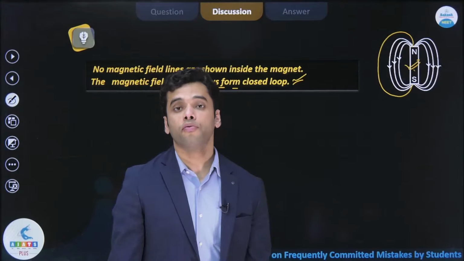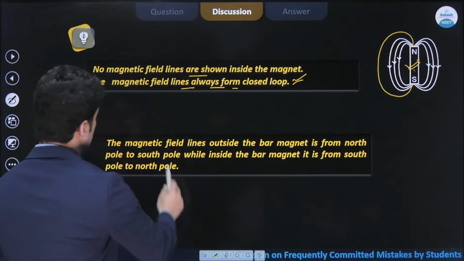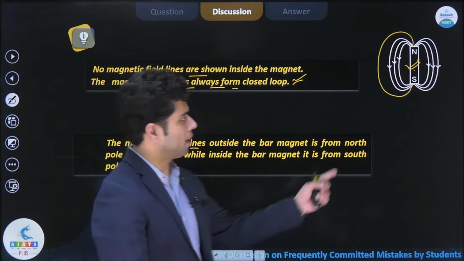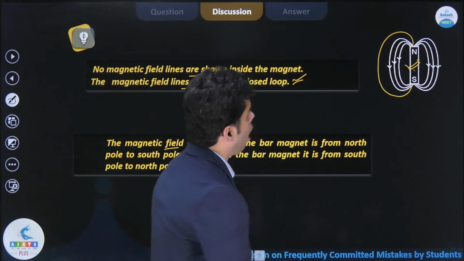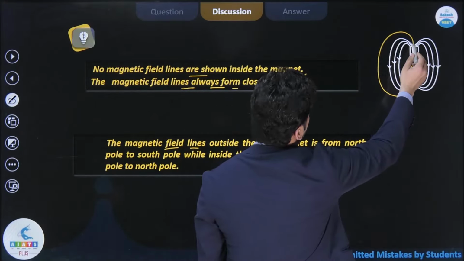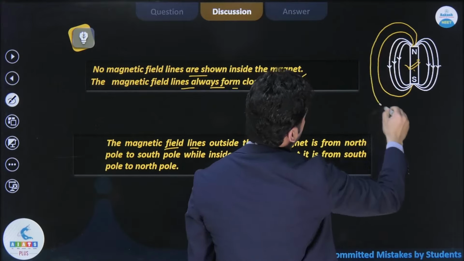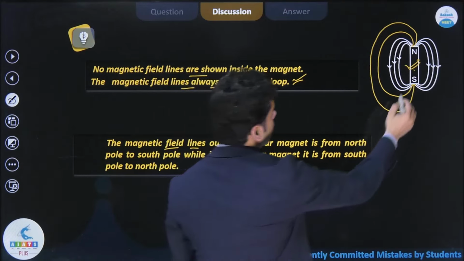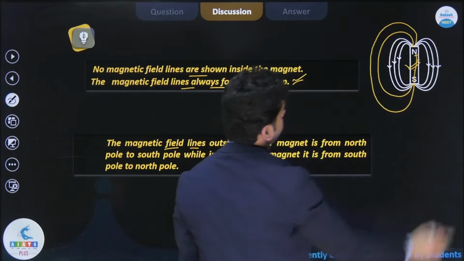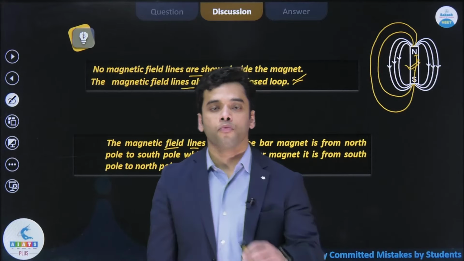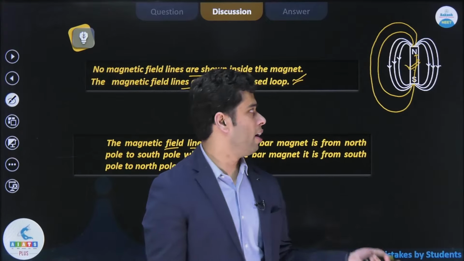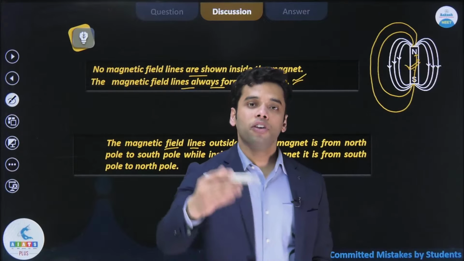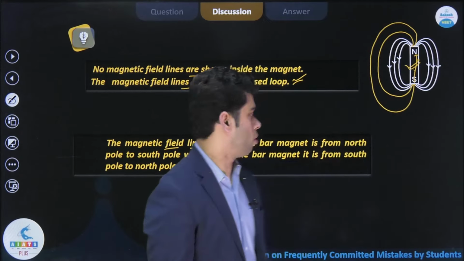Let's have a look at a few more properties. It says that the magnetic field lines outside the bar magnet are from north pole to south pole. So this is a bar magnet, okay? Outside, the field lines emerge from the north pole and enter into the south pole. Inside the bar magnet, it is from south pole to north pole. So outside the bar magnet the field lines emerge from north pole and enter into the south pole, and within the bar magnet it is from south pole to north pole. Okay?